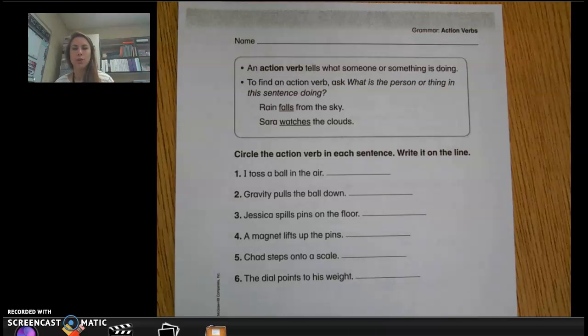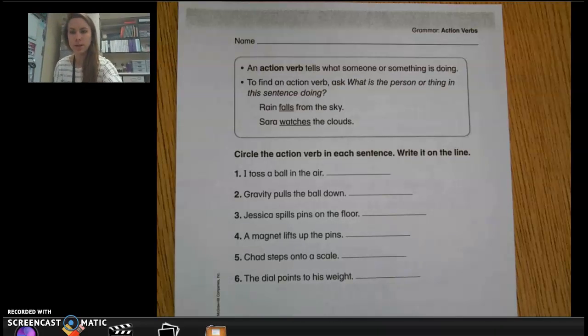Friends, today we're going to go over a couple new concepts with grammar. The first one is about action verbs. Up top it says, an action verb tells what someone or something is doing. So remember, a noun was a person, a place, or a thing. But a verb is something you can do. To find an action verb, ask, what is the person or thing in this sentence doing?